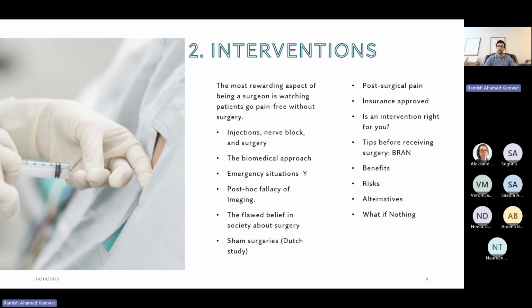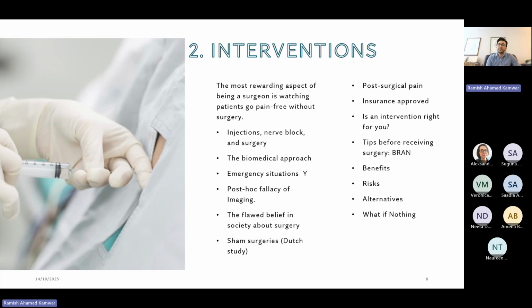I'm going to interventions. By interventions, what do I mean? Interventions entail the injections that the surgeon would give for pain, a nerve block, or a surgery. So these are interventions. I have a quote from a surgeon. Let's say the most rewarding aspect of being a surgeon is watching patients go pain-free without surgery. So that would be our main aim today. These interventions are based on a biomedical approach that we talked about, and it works in emergency situations when there's a broken bone, there's harm, something like that.